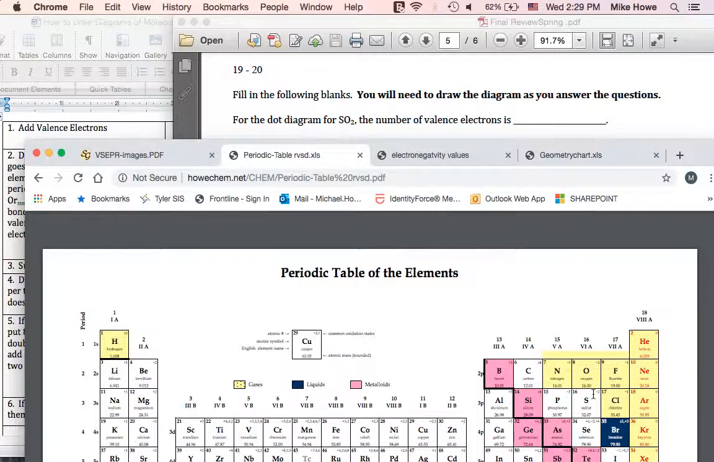So you notice that sulfur is in the 6th column. You can also go by the Roman numerals. See, that's a VI, which means 6. So the 6th column has 6 valence electrons. Oxygen's also in the 6th column and has 6 valence electrons. So the sulfur has 6 and the oxygen has 6.